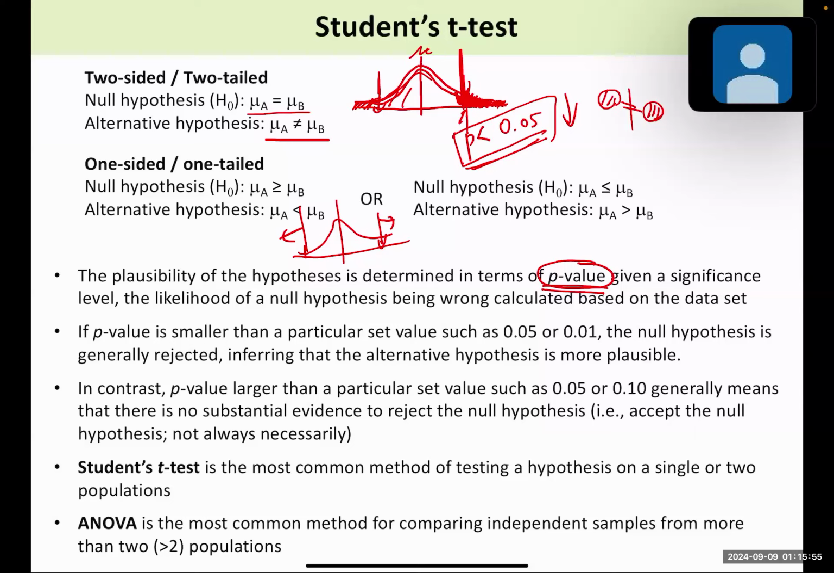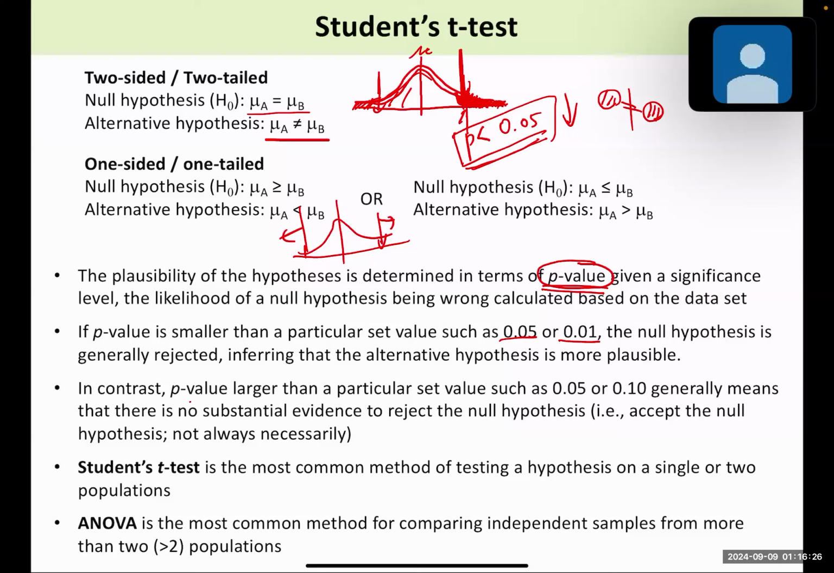So if the p-value is smaller than a particular threshold, such as 0.05 or 0.01, the null hypothesis is rejected. That means the two groups are different, right? So in contrast, when the p-value is larger than the threshold, then there's no substantial evidence to reject the null hypothesis. That means you accept the null hypothesis, but it's not always necessary. But I'm not going to talk about this in detail because it's quite complicated.